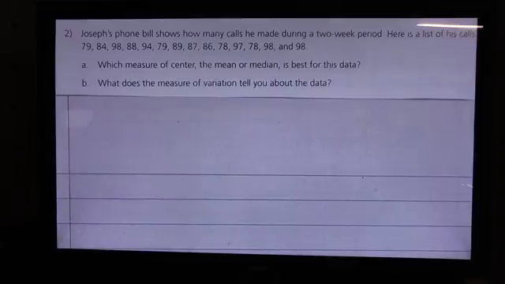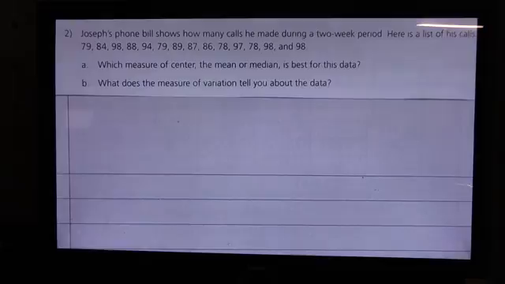The first thing that you would want to do is look at your situation. Now, number 2 says, Joseph's phone bill shows how many calls he made during a 2-week period. Here is the list of his calls. And we've got a pretty good long list of data there. I'm going to assume that there are 14 values in that list because there are 14 days in 2 weeks. Part A wants to know which measure of center, the mean or median, is best for this data. And then B, what does the measure of variation tell you about the data? So let's look at our data and try to figure it out.